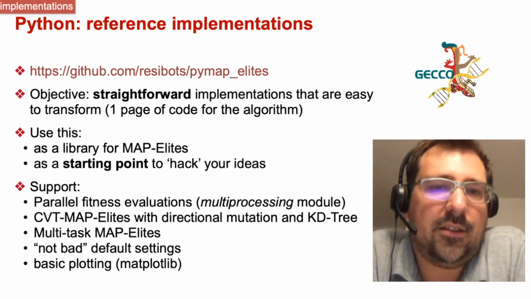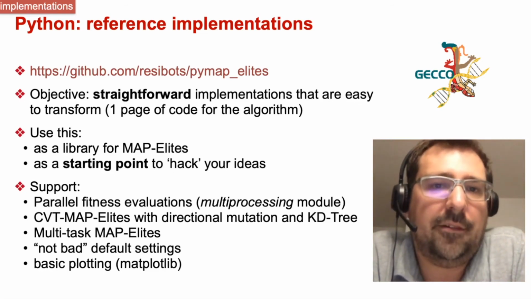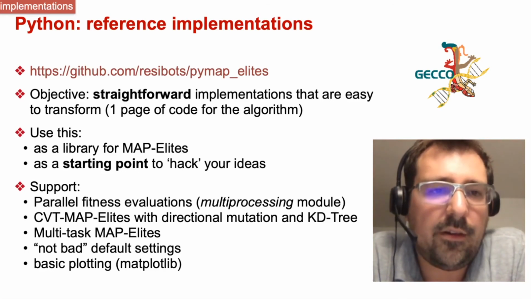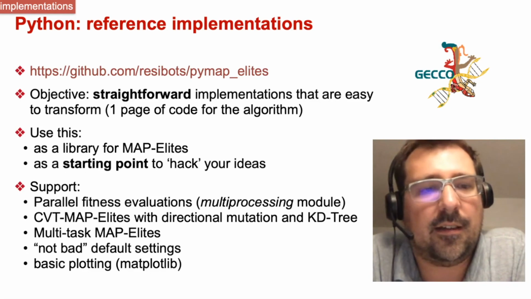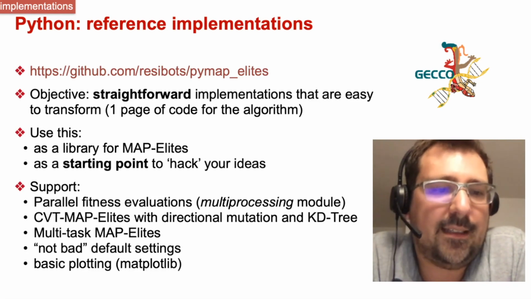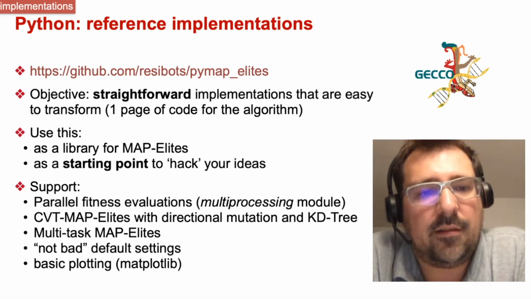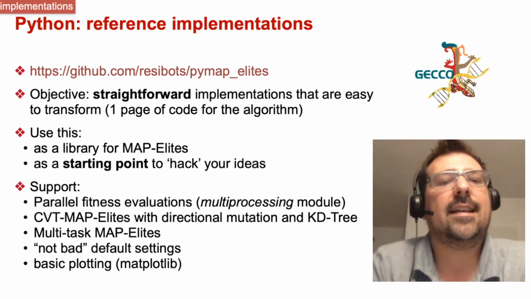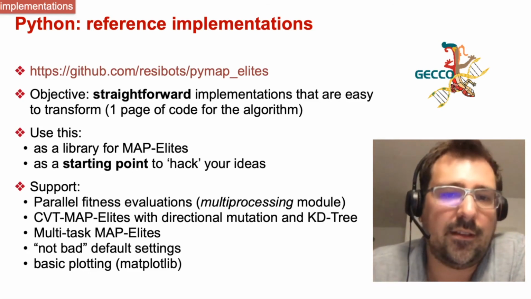One implementation that is available is what I call the reference implementations. Here we have implementations in Python of CVT MAP-Elites and multitask MAP-Elites that are designed to be straightforward. That's like one page of code. The idea is that you can just use this as a starting point to hack your idea. It's very easy to understand. It's just one page of code.